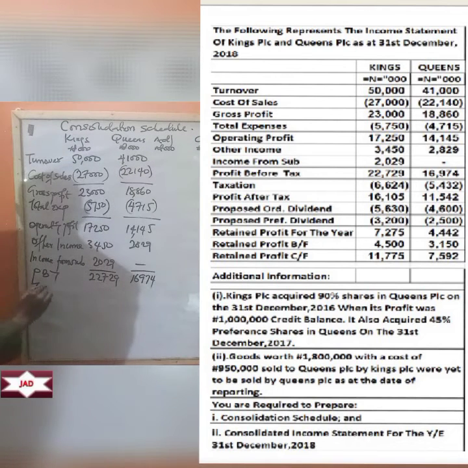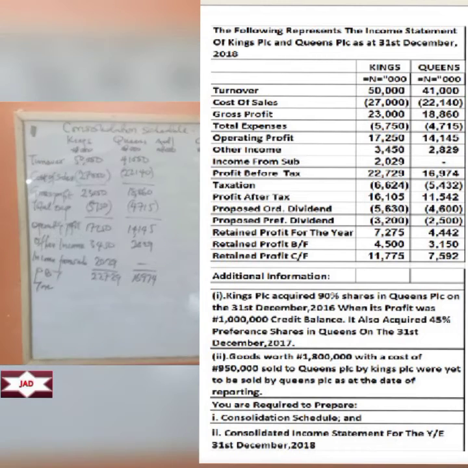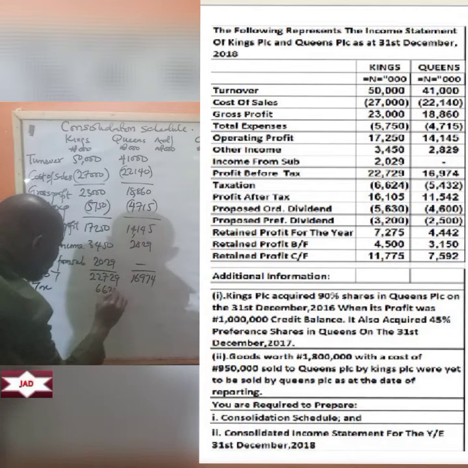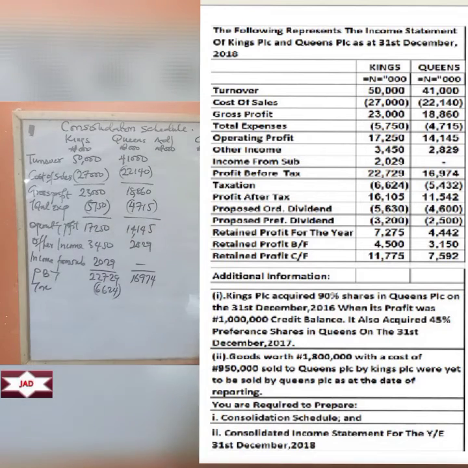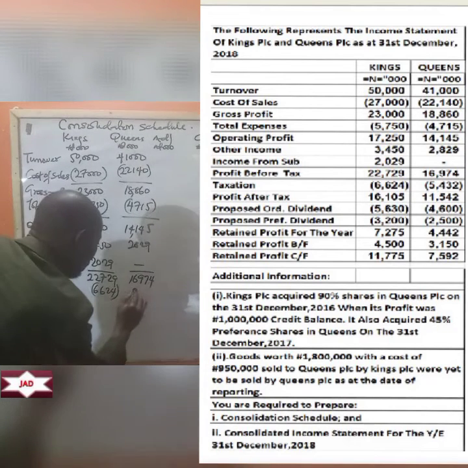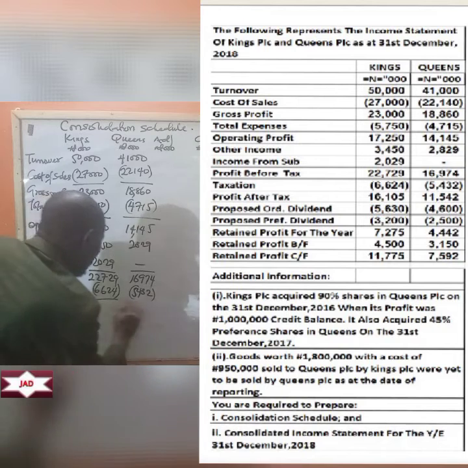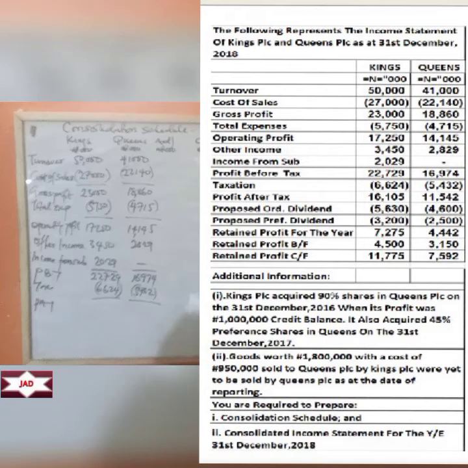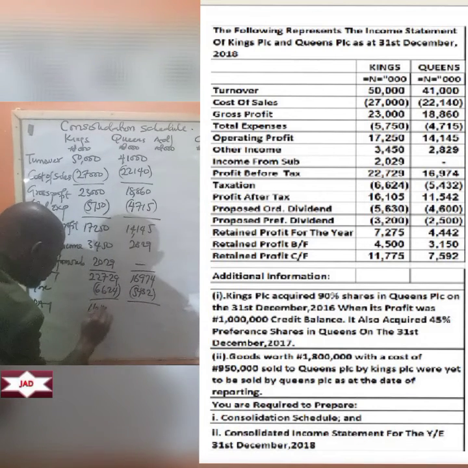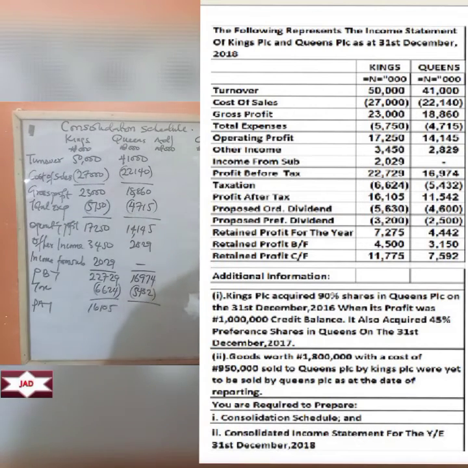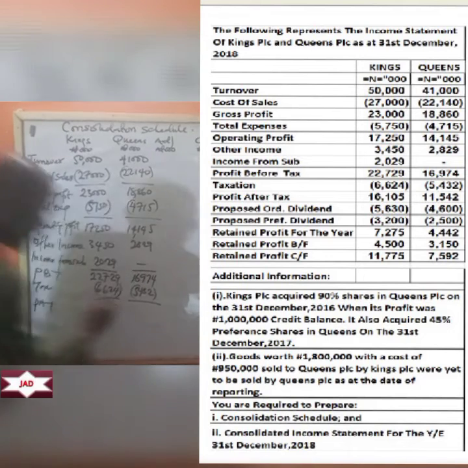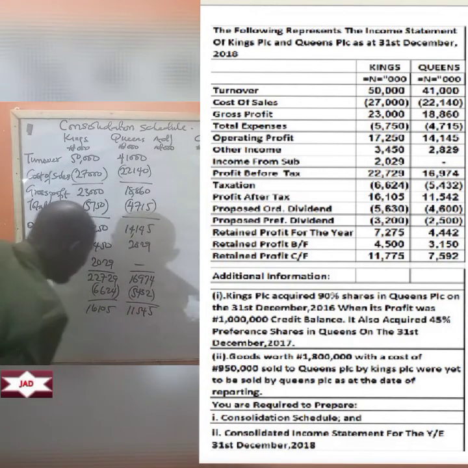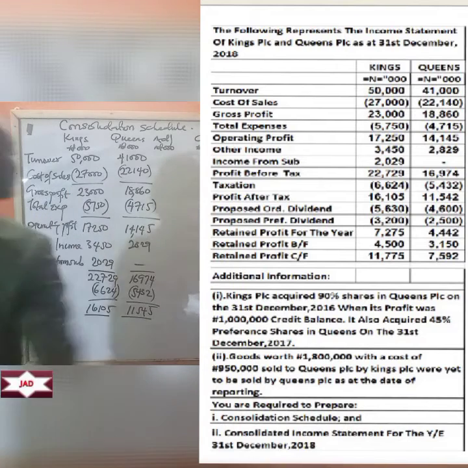Okay, so we have our what? Tax. What's the tax there? 6,624. Then we have 5,432. So we have profit after what? Tax. 16,105. Now what do we have here? 11,545. So this is profit after tax.